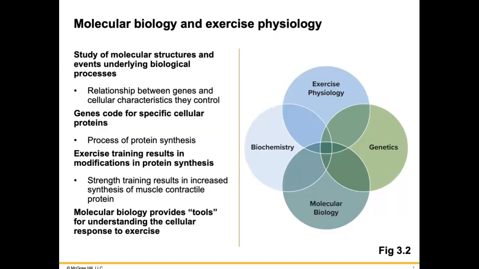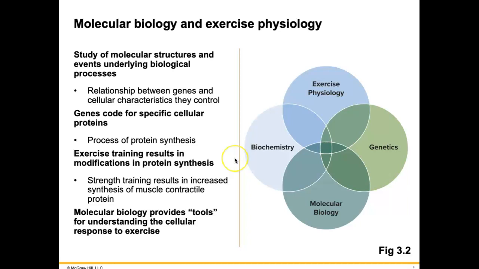Now, I mentioned we would revisit molecular biology, and this is going to overlap with other areas of biology. Within this field, we are going to study the molecular structures and events underlying biological processes, and we've got relationships between genes and cellular characteristics that they control. The genetic code for specific cellular proteins is brought about through protein synthesis. And so we have an ability to regulate protein synthesis by turning genes off and on.